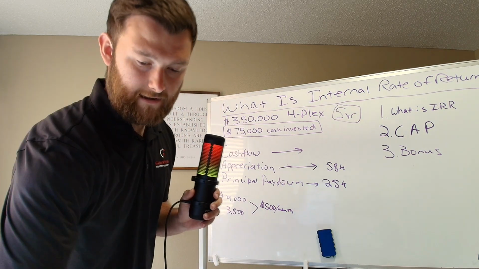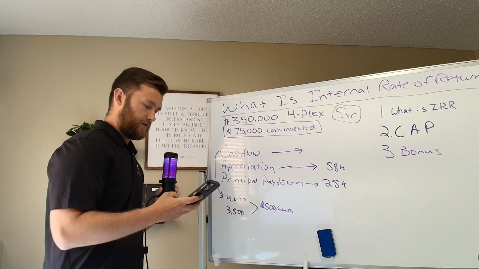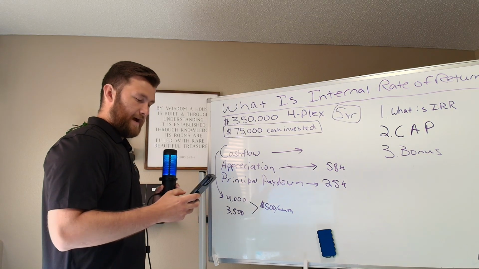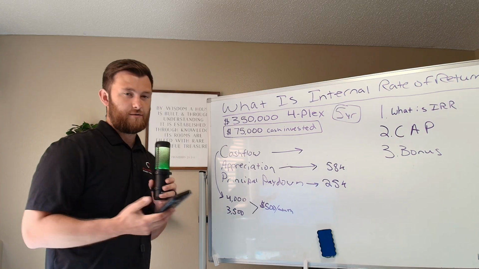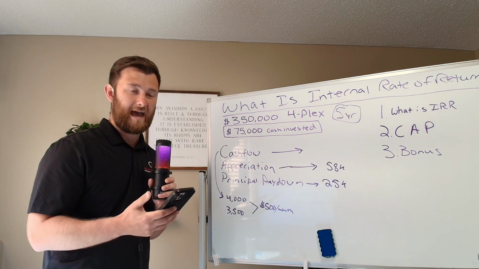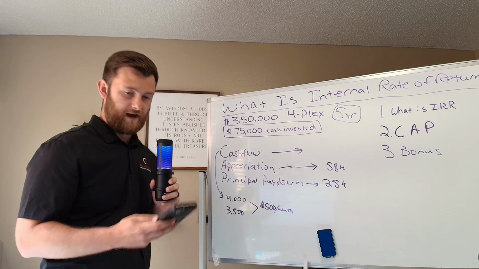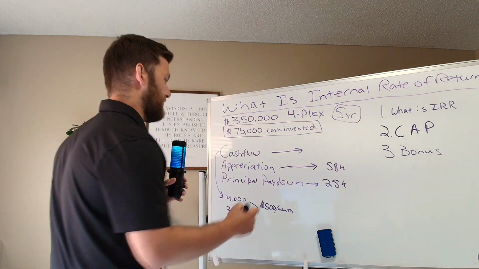Let's get a calculator out. Over the course of, let's just say 500 times 12, that would be yearly. So about $6,000 in annual cash flow. And then over the course of 5 years would be about $30,000.